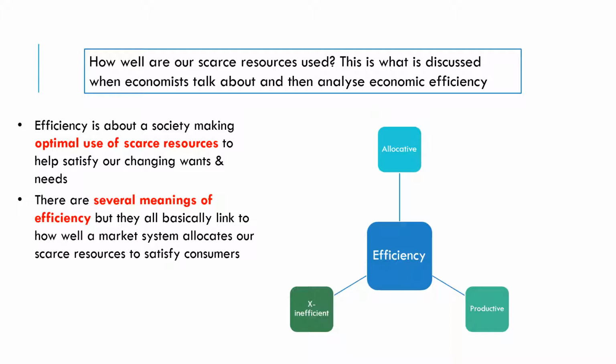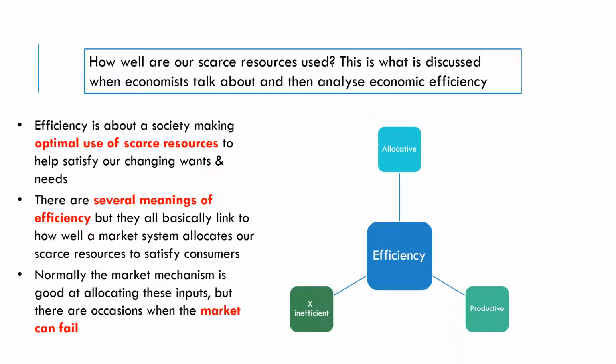There are several meanings of efficiency that we're going to look at in this video, but effectively they all link to how well the market system allocates scarce resources. Normally the market mechanism is pretty good at allocating resources, but there can be occasions when we're not fully efficient and when the market can fail. In this video we're going to look at allocative efficiency, productive efficiency, and X inefficiency.